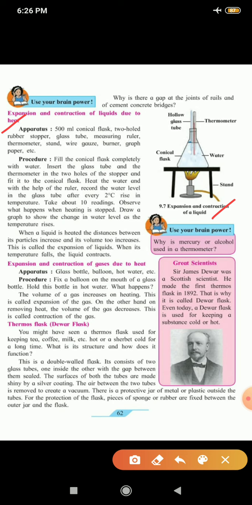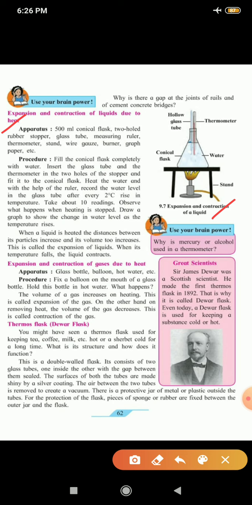When a liquid is heated, the distances between its particles increase and its volume too increases. This is called expansion of liquids. So, when its temperature falls, the liquids contract. So, this last paragraph you can mark it. Okay, so liquids expand on heating.